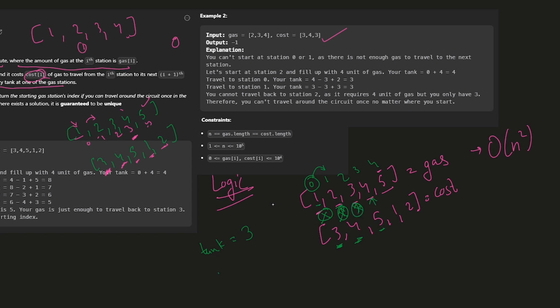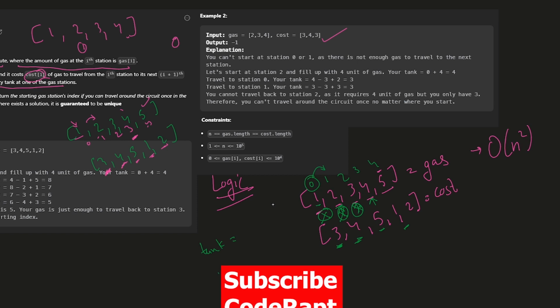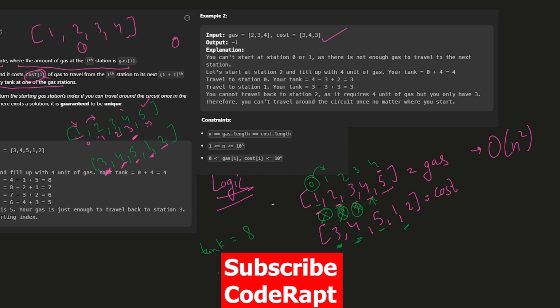So we can say this index also is not going to give us the right solution. Move to this particular index. Now we have a 4 amount and we need just 1 amount to move to the next station, right? So we can say that just remove 1. So we are having 3 and add this one, that is 5. So we are having 8 amount in tank so that we can reach this particular 5.